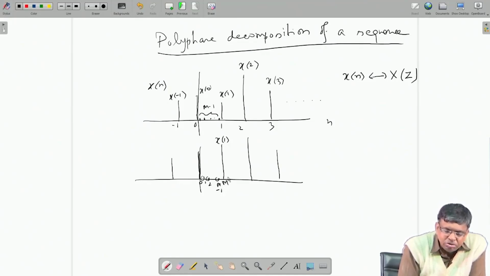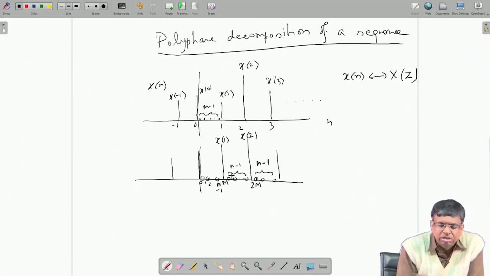Then again I introduce m minus 1 zeros. So, at the 2mth point, the same x2 is standing. Then again m minus 1 zeros. M is an integer of your choice greater than or equal to 2, so that m minus 1 is at least 1, at least one 0 is there, otherwise this exercise has no meaning.